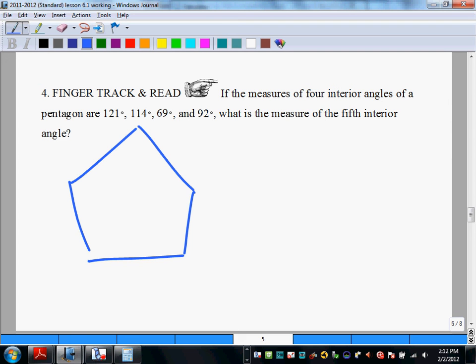Okay, so we have 4 of the angles. So we have 121, 114, 169, 92, and then we don't know this last one.